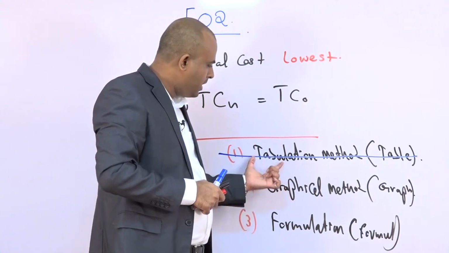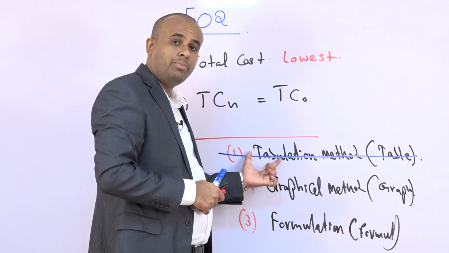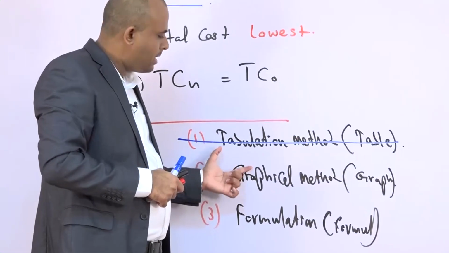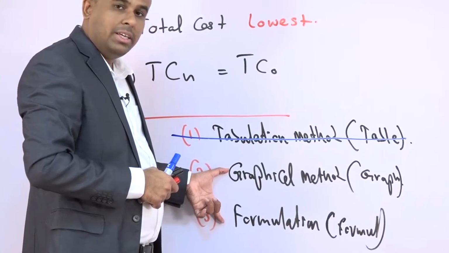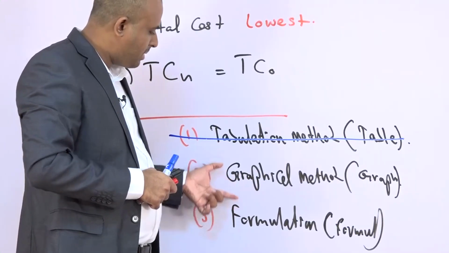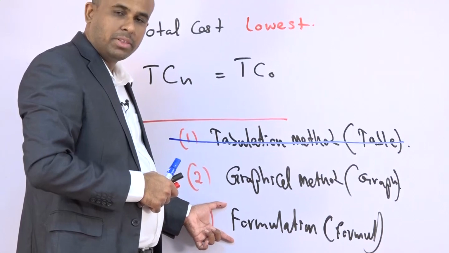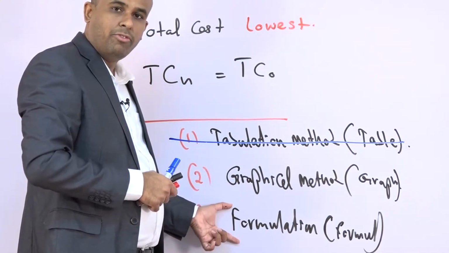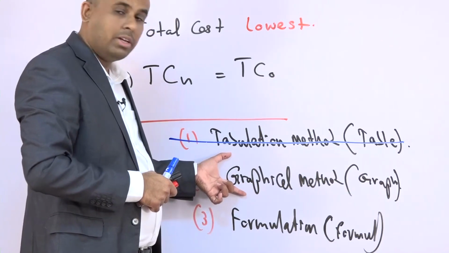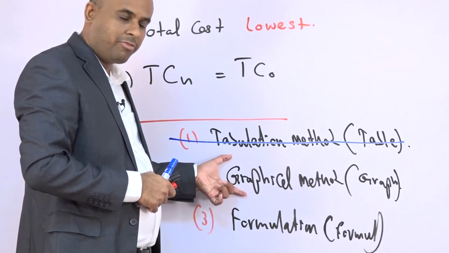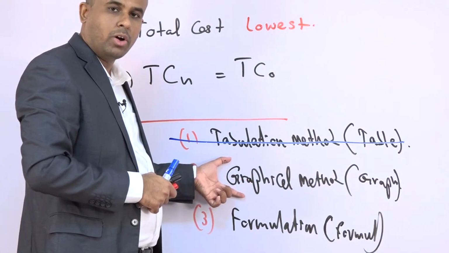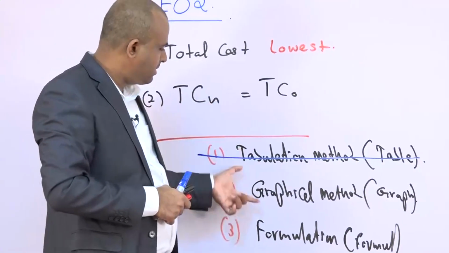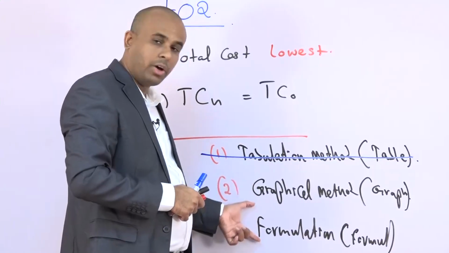But as this is not in your syllabus and as it consumes your time, as it is an inefficient method, we are going to discuss only these two methods, which is the graphical presentations and the formulation presentations. How to calculate the economic order quantity using a formula, and how to present the economic order quantity using a graph, right? So what are the two different methods that you use in calculating the economic order quantity?